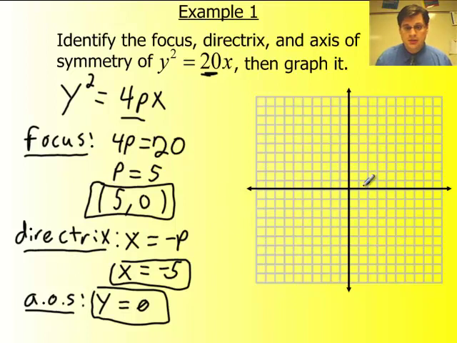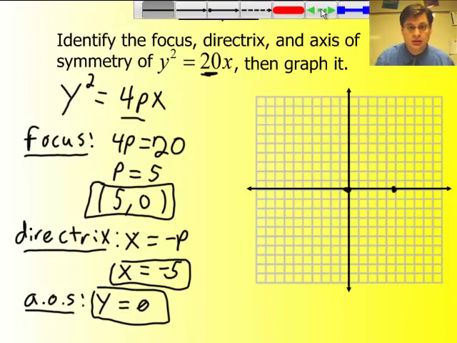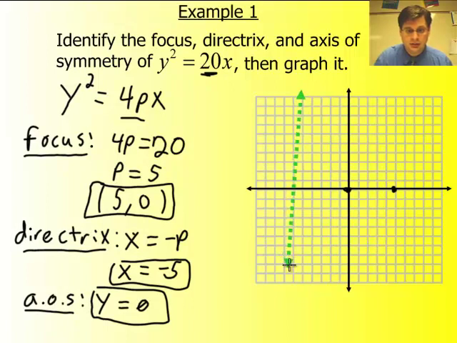I can actually tell a lot about the parabola just given this information. As I plot this, I know that the focus, 1, 2, 3, 4, 5, is located here, and since it's to the right of the vertex, which is at the origin, this parabola is going to open up to the right. I'm also going to sketch in the directrix, 1, 2, 3, 4, 5 in the other direction. So that's going to look like that. And then my axis of symmetry is going to be right here.